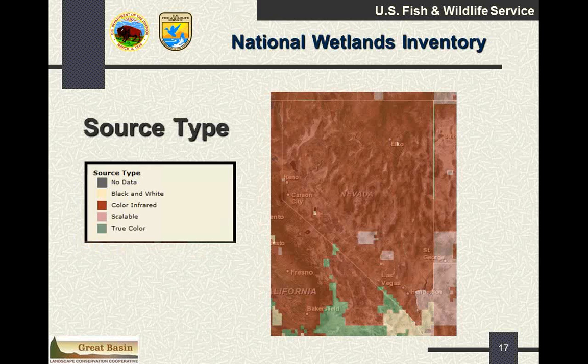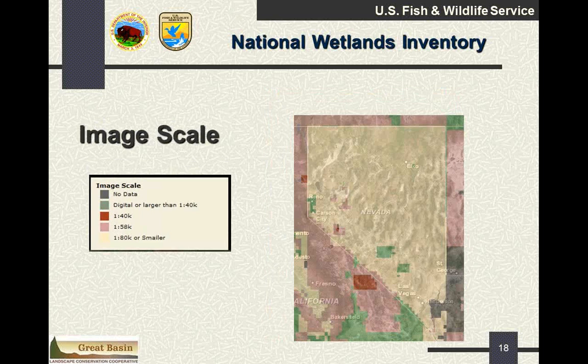So the source of data was mostly color infrared. That's mostly what we used in the mid-'80s, a lot of color infrared, 1 to 58,000 scale. Except mostly we're using more natural color now, true color, I have on there. And then the scale of the mapping, the vast majority of Nevada is this 1 to 250,000 scale mapping. So I just thought I'd point that out.